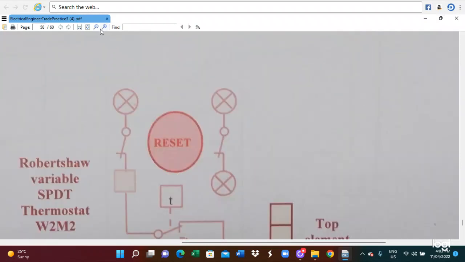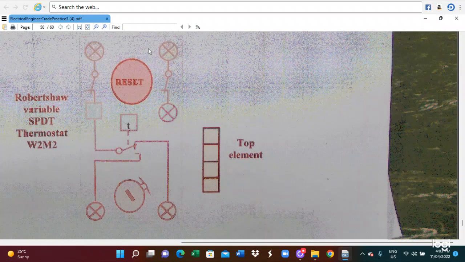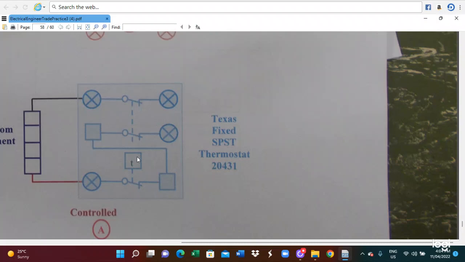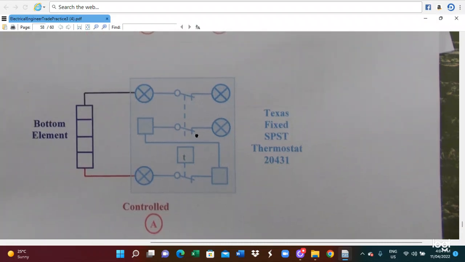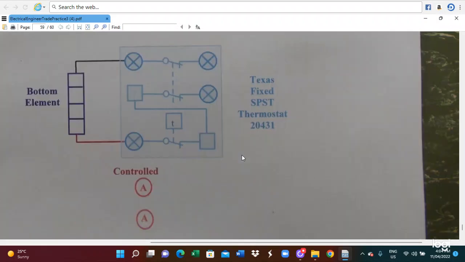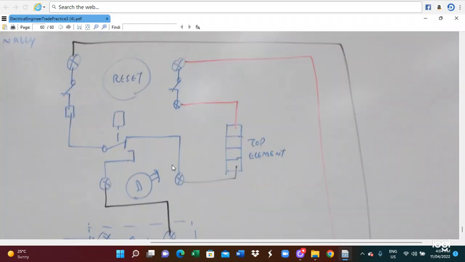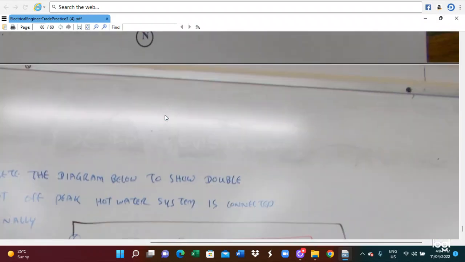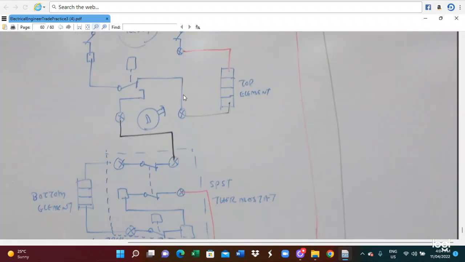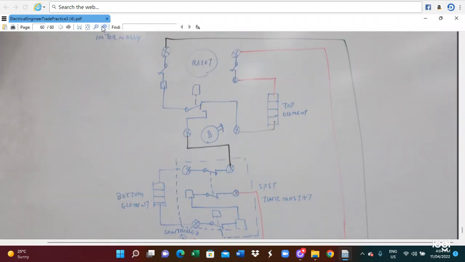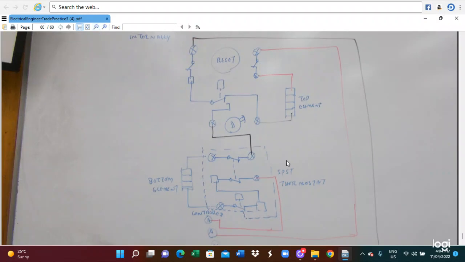So this is the connection of the Robertshaw thermostat. The Robertshaw thermostat connection is here. This is what the controller connections are. That's a fixed thermostat connection. Also this is the Robertshaw top element, how the top element is connected, and also the controller. So this connection will be based on that information. With the Robertshaw thermostat, bottom element, and top element, we can draw it as a circuit. This circuit is the connection of the Robertshaw thermostat with the top and bottom elements.